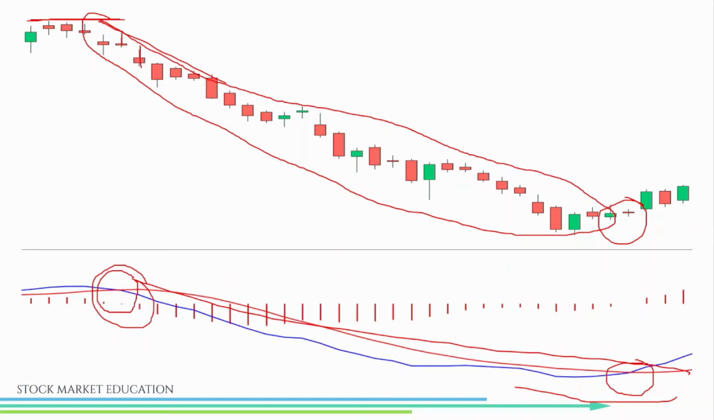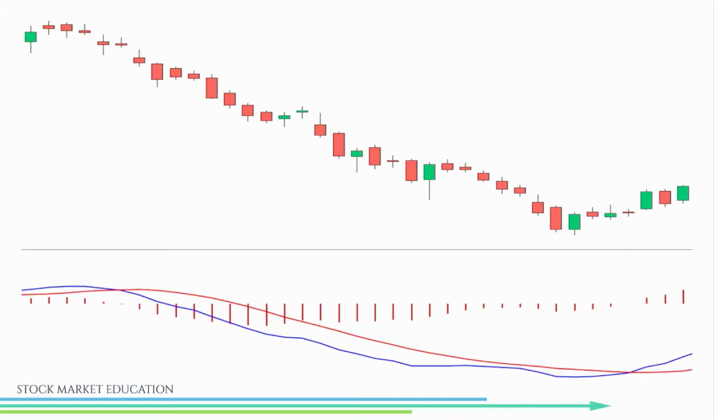So let's not make things difficult. Let's keep it very simple. So this was a negative crossover and this was the positive crossover.